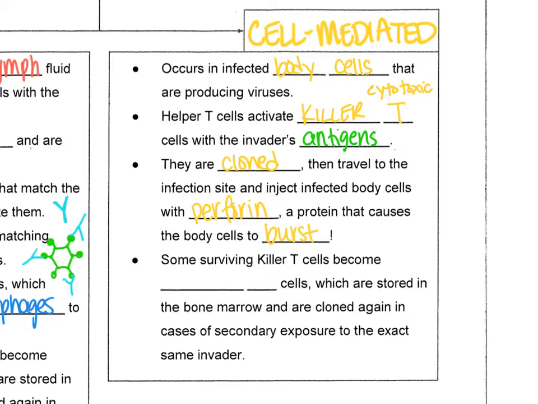Now, just like the plasma B cells, once this infection has been won, we have some killer T cells that can become memory T cells. And these memory T cells can be stored in the bone marrow of your long bones. And then if you're exposed to the exact same type of antigen ever again, you can immediately activate these killer T cells and they can prevent the infection from getting severe. Let's take a look at what this looks like in a picture form.